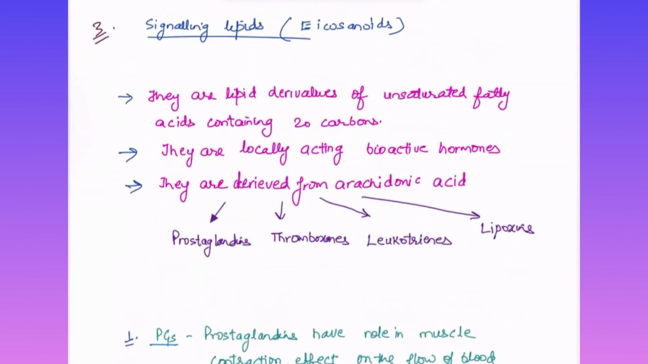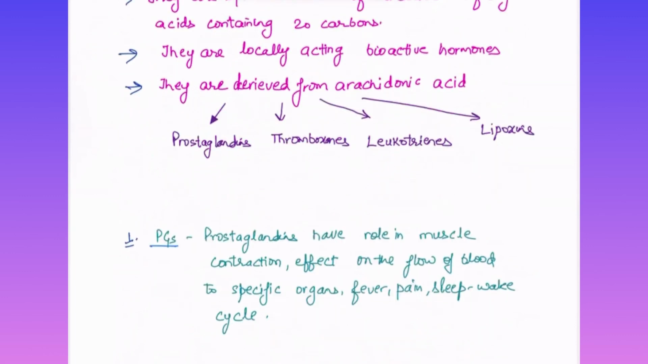Third category, we have signaling lipids, eicosanoids. They are lipid derivatives of unsaturated fatty acids containing 20 carbons. They are locally acting bioactive hormones, and they are derived from arachidonic acid, a 20-carbon fatty acid. There are four classes: prostaglandins, thromboxanes, leukotrienes, and lipoxins.